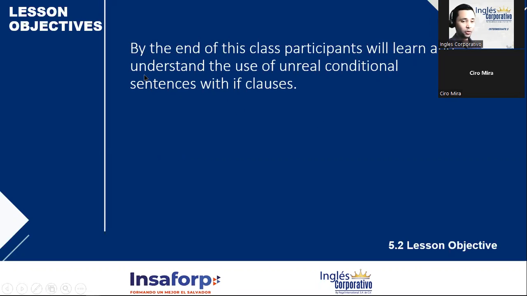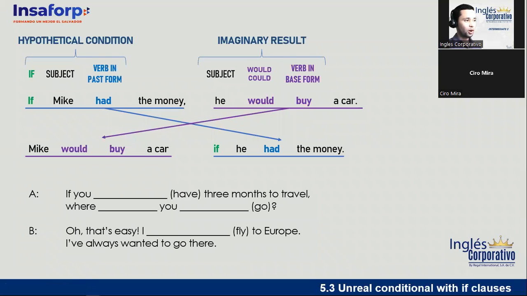So, again, you're going to learn and understand the use of unreal conditional sentences with if clauses. What about this exercise right here? We have a review. We need to study again how to form unreal conditional sentences. You have to remember that first we have a hypothetical condition. After that, we have an imaginary result. In the hypothetical condition, we use if, and then a subject, and then a verb in past form. You have to use a verb in past form in the if clause.